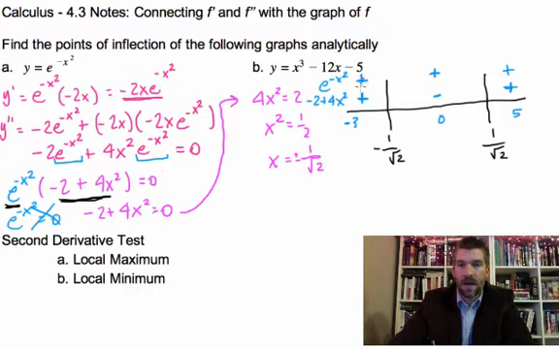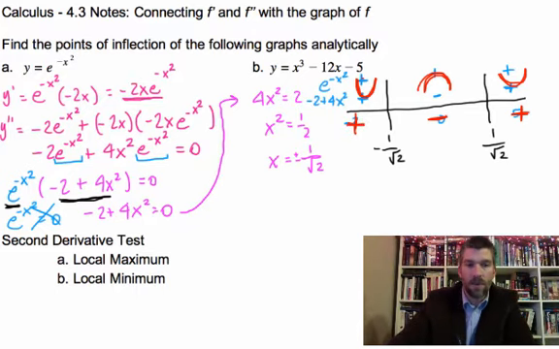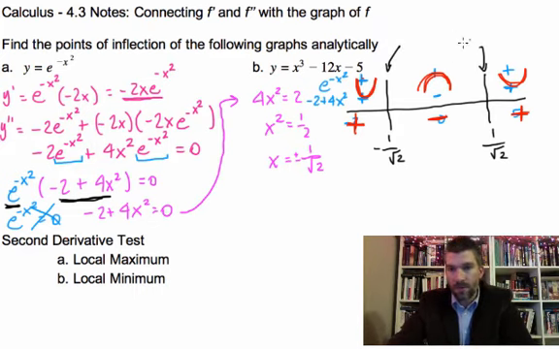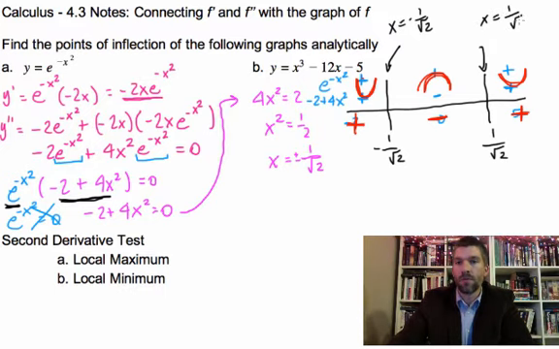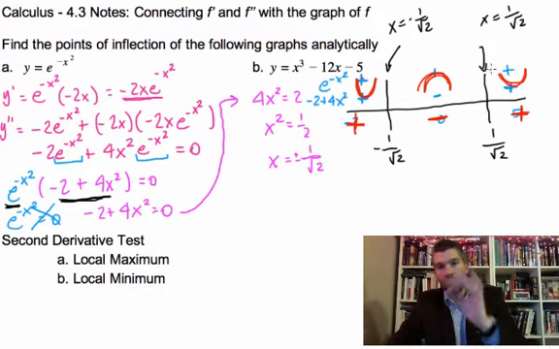That means that I am concave up here, I'm concave down here, I'm concave up here. Why? Because I have a plus sign, a minus sign, and a plus sign. So I've found my points of concavity. My points of inflection are right here at these two points. They are my points of inflection. So when x equals negative 1 over root 2 and when x equals positive 1 over root 2, I get that point of inflection for my graph.